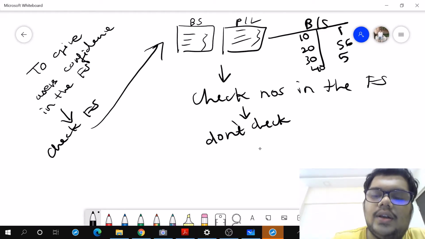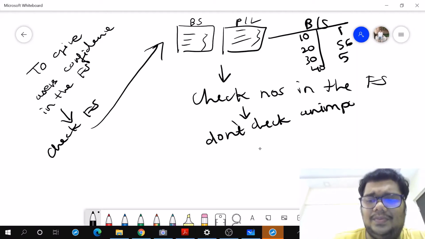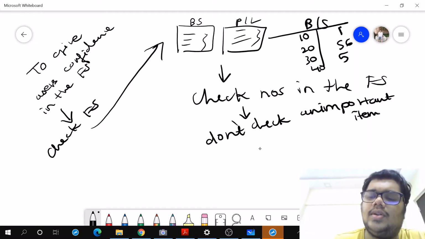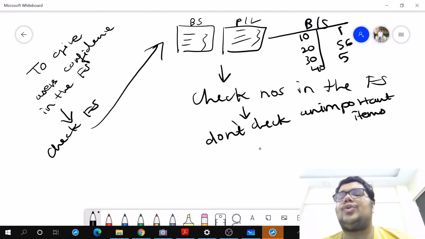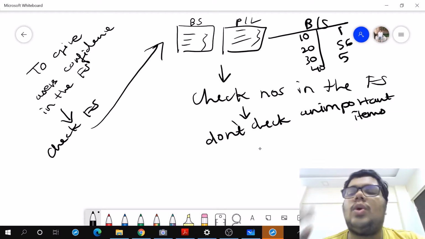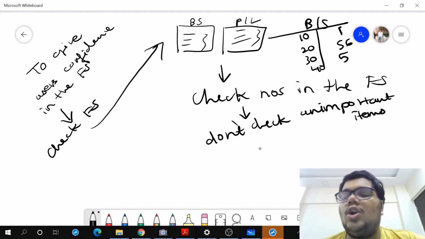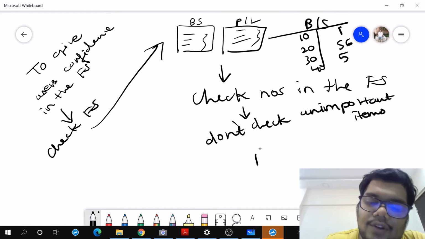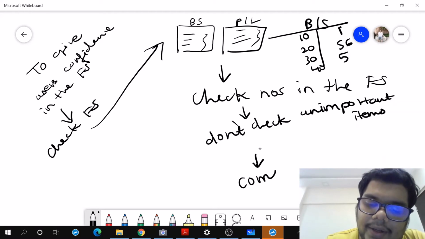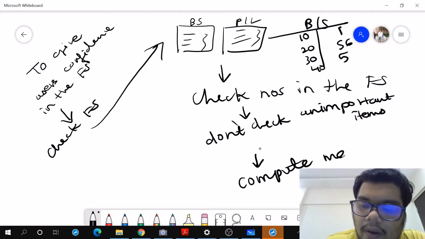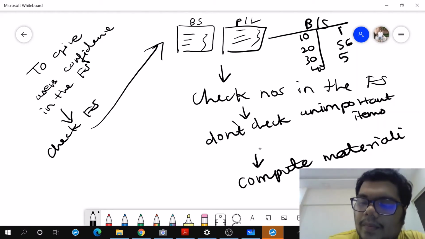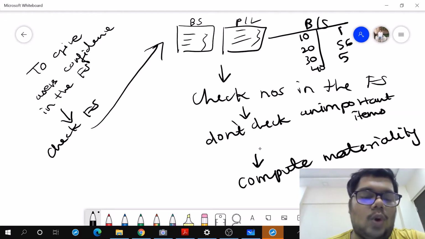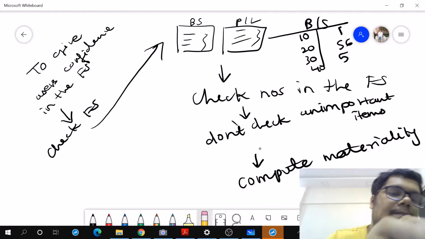So basically what we have to do is, don't check unimportant items. That is the basic segregation we are trying to do. We are trying to identify what is important and what is unimportant. What is unimportant, we are not going to audit. So how do we identify what is unimportant? For this, we compute materiality. Materiality helps us to identify what is important and what is unimportant.